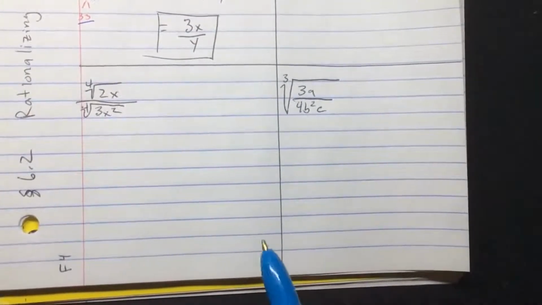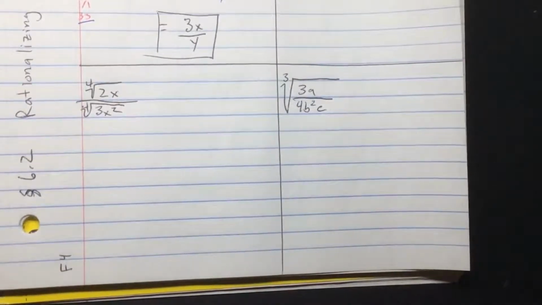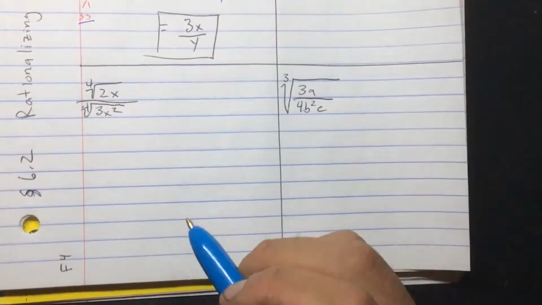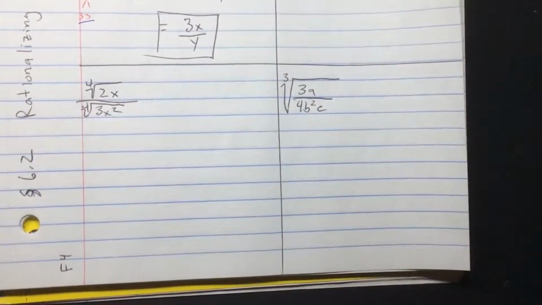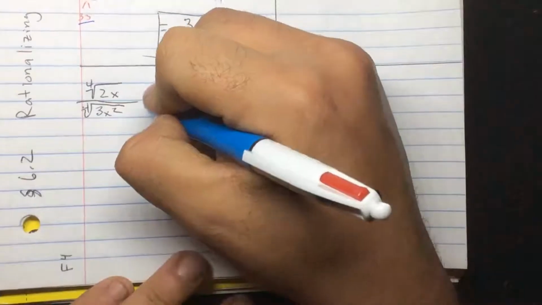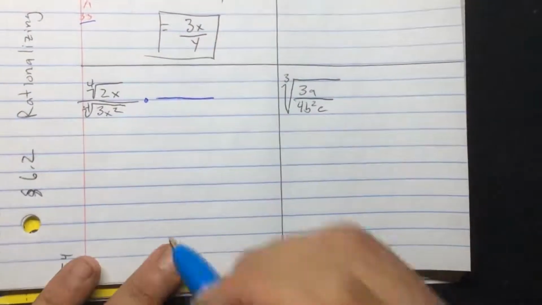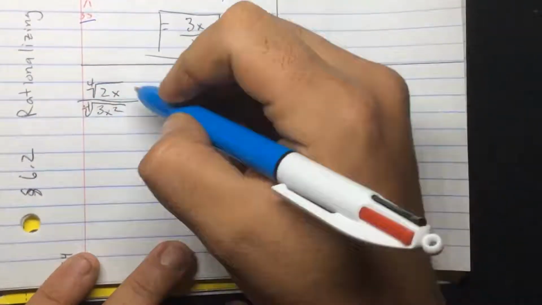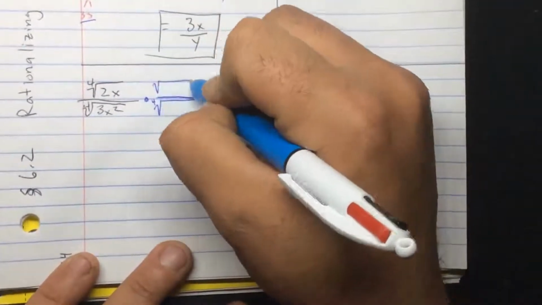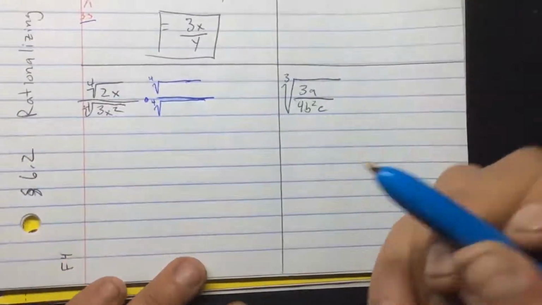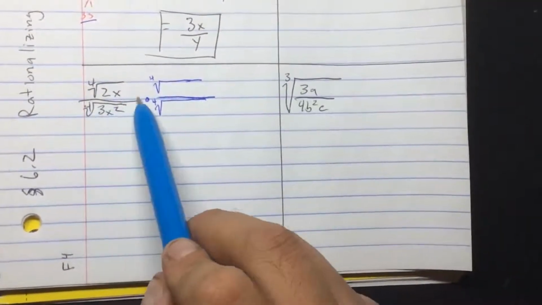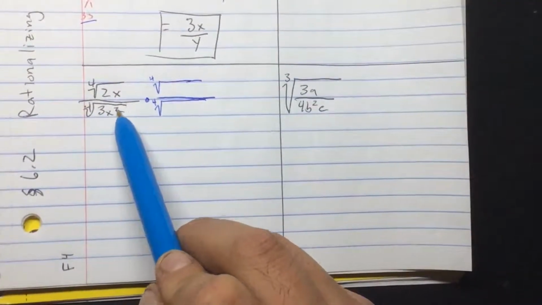This is the last part of foldable number 4, which is actually the last foldable for section 6.2, and this one's for rationalizing the denominator. So once again, we're rationalizing the denominator, so we're going to be multiplying by another fourth root, because we have a fourth root index here and a fourth root index here. So for this one, we have the fourth root of 2x divided by the fourth root of 3x squared.